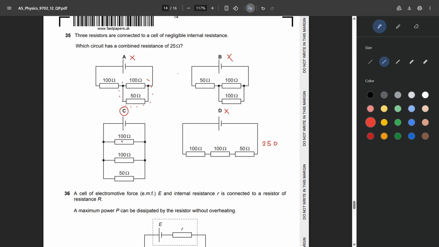So if we calculate the total resistance in circuit C, we get 1 by 100 plus 1 by 100 plus 1 over 50. This is equal to 1 over the equivalent resistance. If we make RT the subject, we get 1 over 25 inverse, which is 25 ohm. 1 by 100 plus 1 by 100 plus 1 by 50 is equal to 1 by 25. If we inverse 1 over RT, we get 1 over 25 inverse.